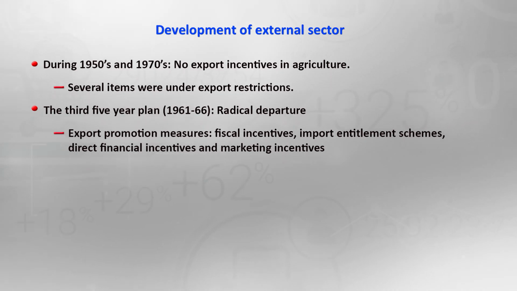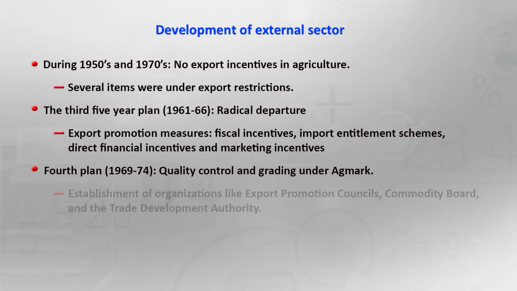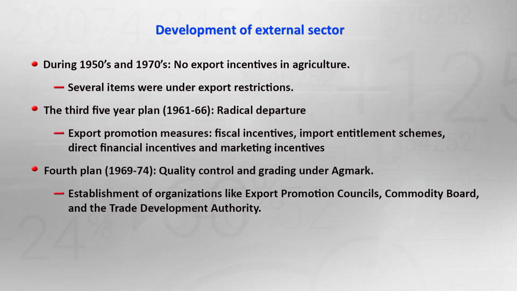Fiscal incentives were provided, import entitlement schemes were started, and direct financial incentives and market incentives were provided to the producers and to the exporters. In the fourth 5-year plan, quality control and grading under AGMARK were started, because for the export of a commodity we need to have quality produce. So the focus shifted towards quality control, grading of the produce was started, and AGMARK was created under the DMI.